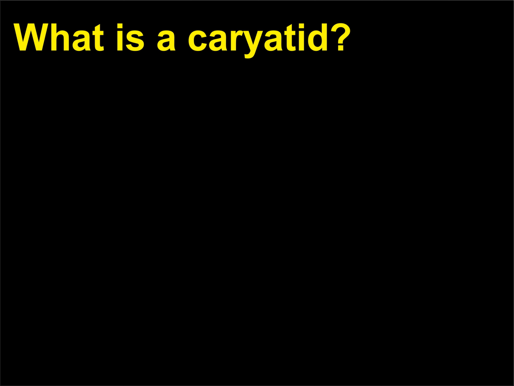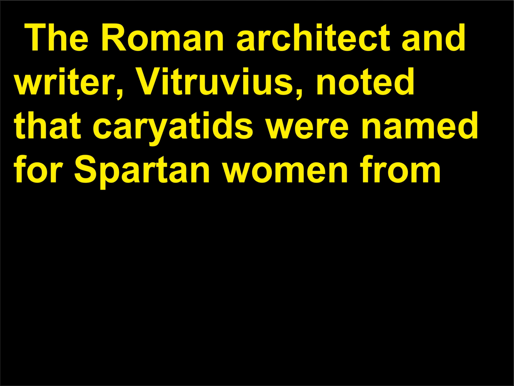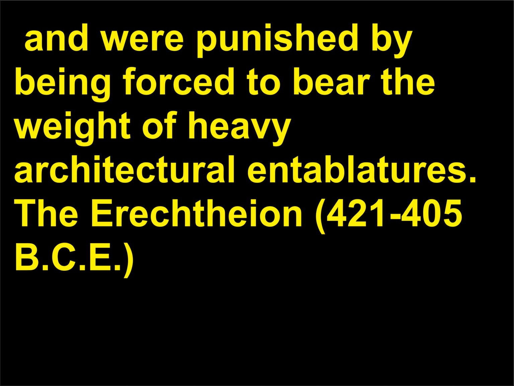What is a caryatid? A caryatid is a sculptural female figure utilized as columnar support in classical architecture. The Roman architect and writer, Vitruvius, noted that caryatids were named for Spartan women from a town called Caryae who betrayed their people during the Persian Wars, and were punished by being forced to bear the weight of heavy architectural entablatures.